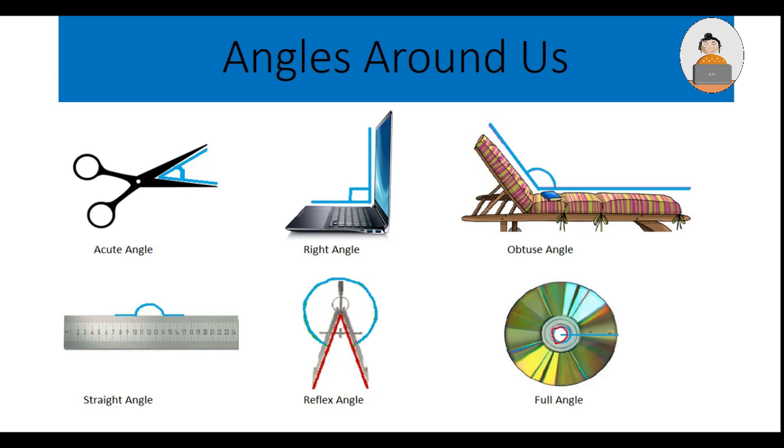So the angle on the outside of the two needles of the compass will be a reflex angle. Not in between, but on the opposite, outer side of the two blades, will be the reflex angle. Sixth, the last one, will be the full angle, and the example of a full angle will be the CD, which is 360 degrees. As you can see, the angle formed around the CD will be 360 degrees.